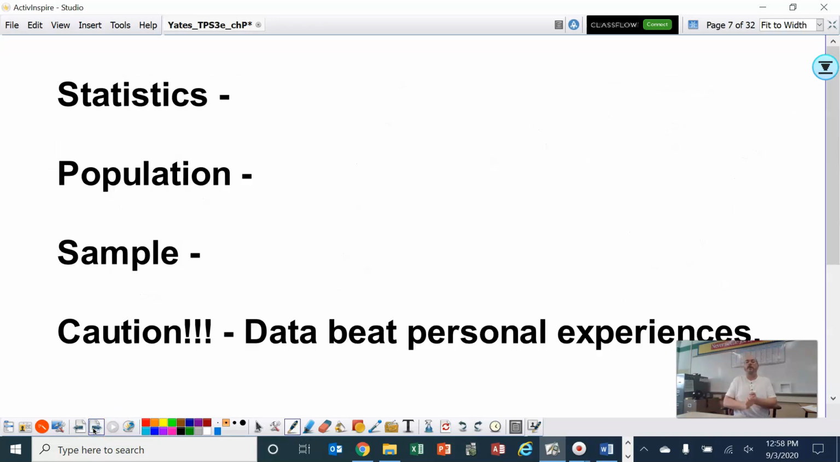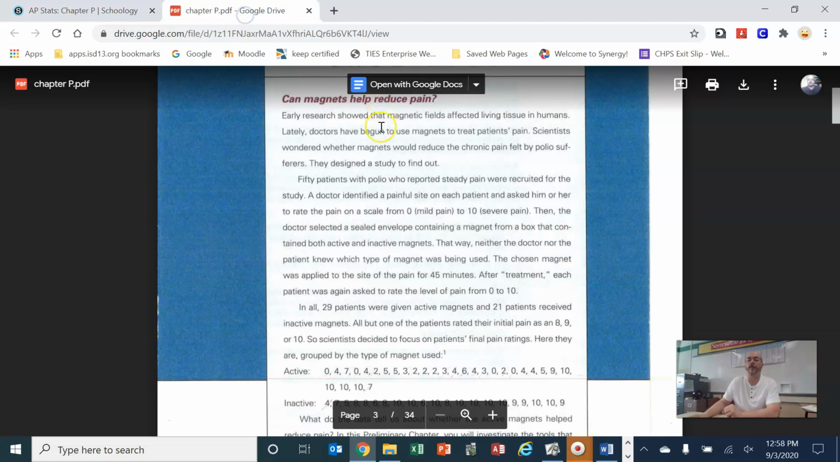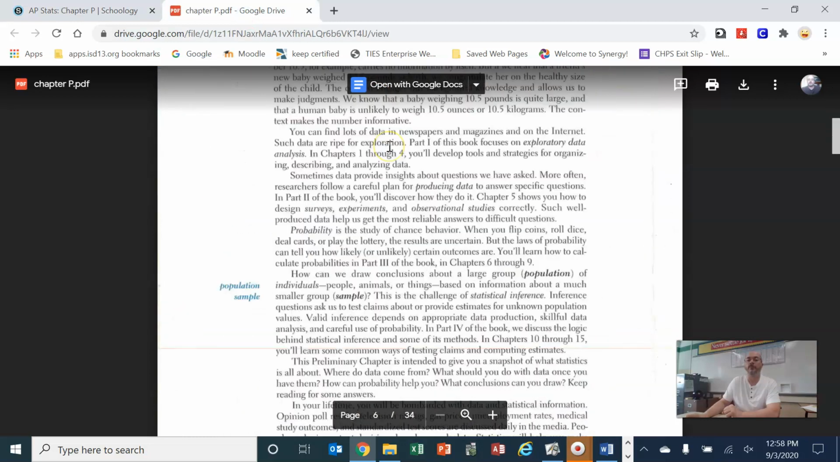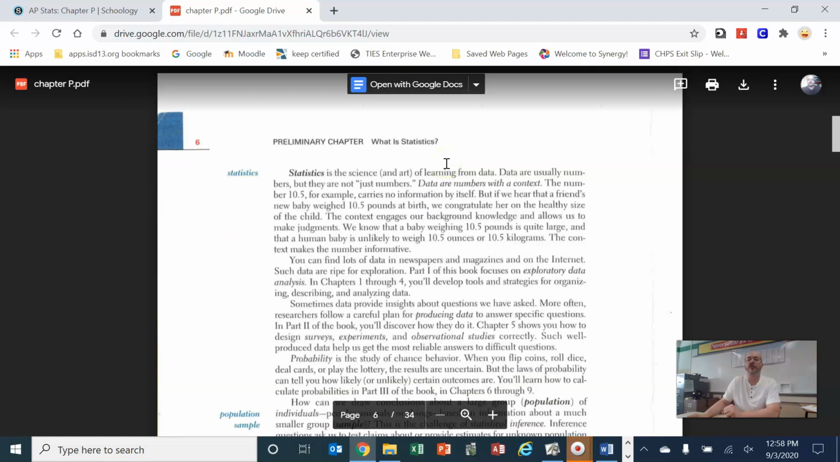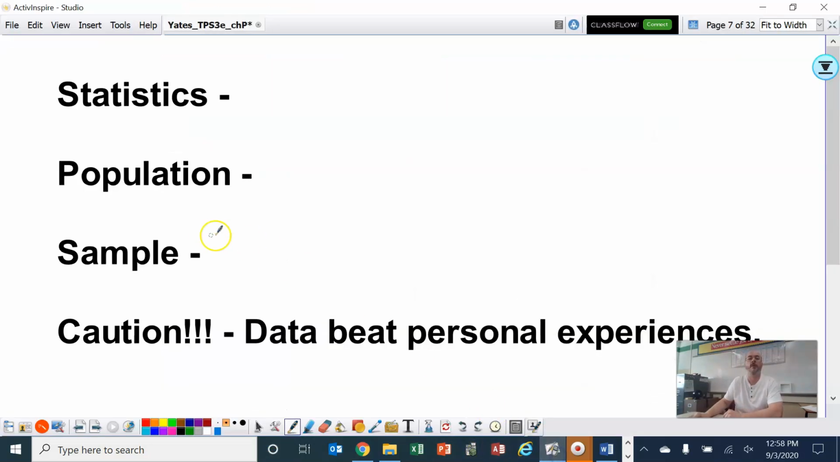All right, so keywords: statistic, population, sample. Now, I'm not going to write those definitions down. You can take time to do this on your own because it's in your book. All right, so let me pull that back up. So on page 6, you can find the word statistic. Statistic is the science and art of learning from data. All right, there's statistic. Let's go back to this.